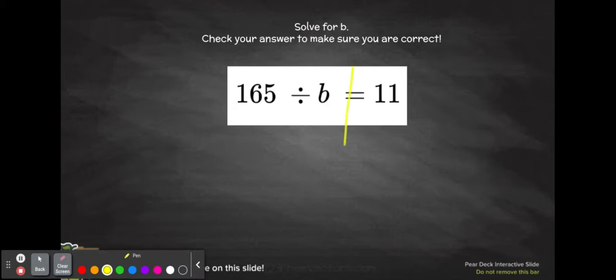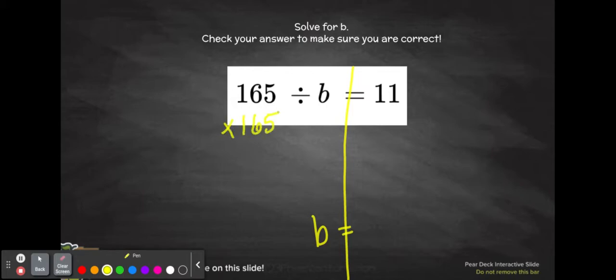Now in class, we talked about splitting our equation into two sides, right? I have 165 divided by b on one side equals 11. We also talked about trying to get b by itself by doing the opposite operation. The opposite of division is multiplication. However, we cannot just multiply by 165. That is not going to work.